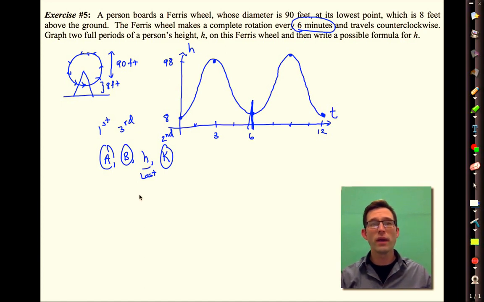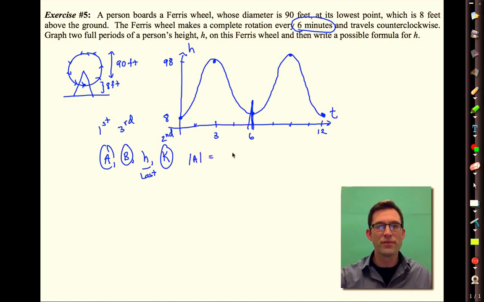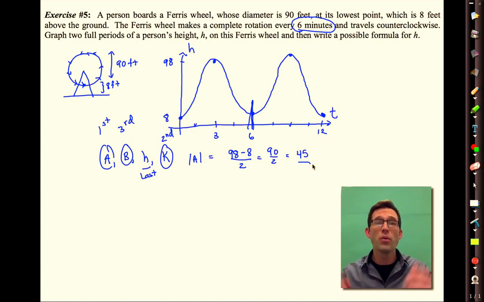Why don't you pause the video right now, figure out what A, K, and B are, but leave H unless you're absolutely confident. All right, let's go through A, B, and K. More appropriately, the absolute value of A. Remember the amplitude: take your highest y value, subtract your lowest y value, divide by 2. 90 divided by 2 is 45. Of course, 45 is the radius, and that makes all the sense in the world. The radius of the circle you're traveling around is always your amplitude.